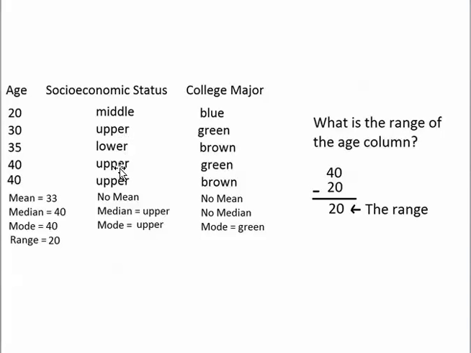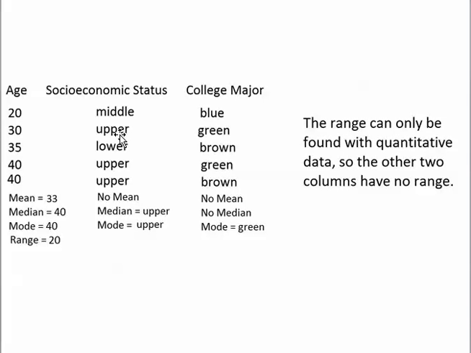This column actually has no range, because you can't find the range of categories, because you can't subtract the highest and lowest values. You can't subtract upper class by lower class, so there's no range. And over here, there's also no range because you can't subtract. If it's nominal data, all values are equal, so you don't even have a lowest and a highest value, so there's no range.